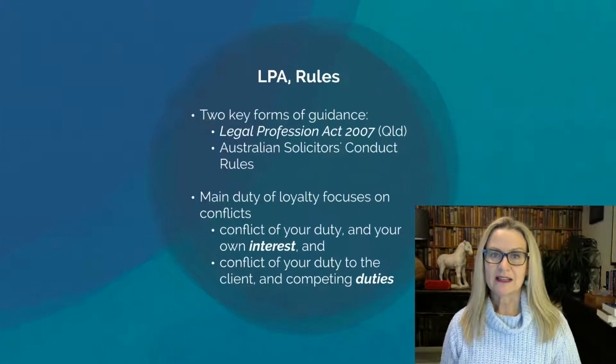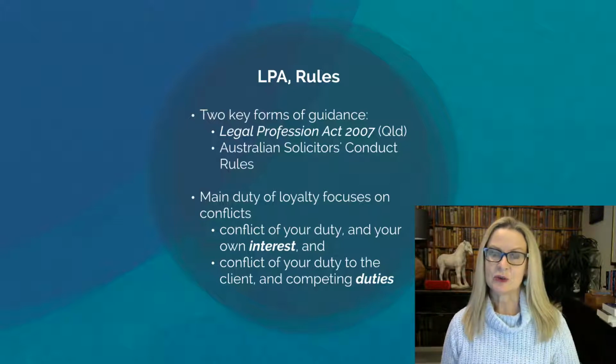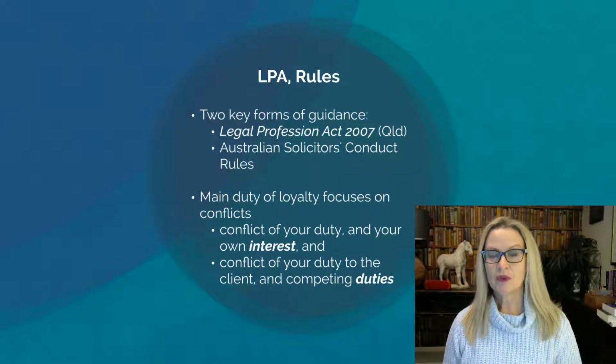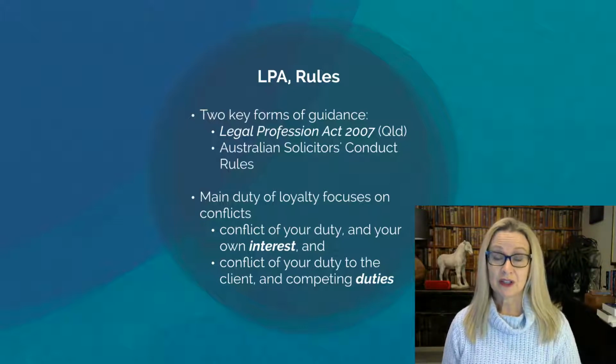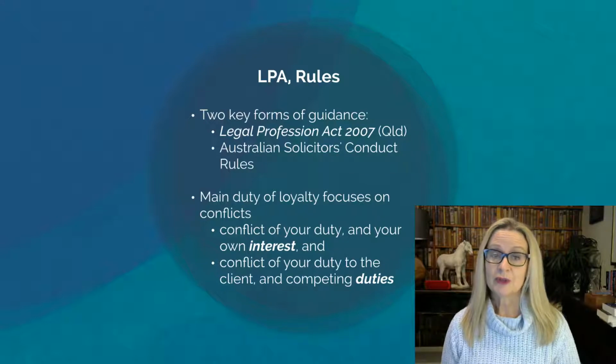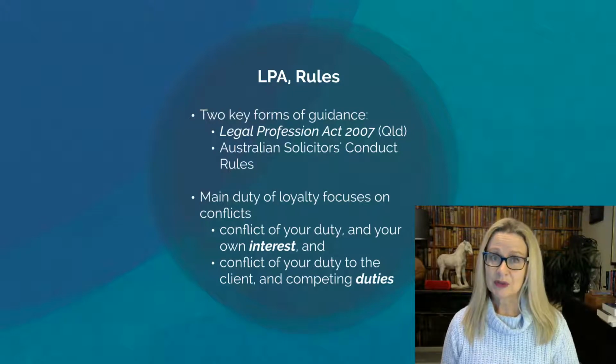So the next thing we need to look at is the Legal Profession Act and the Solicitors Rules. And the Legal Profession Act 2007 allowed the Queensland Law Society to make rules for the Queensland legal profession. And what they've done is they have adopted the Australian Solicitors Conduct Rules. Those rules will bind all of us admitted practitioners here in Queensland, and we absolutely must comply with those rules. If we don't, there is every possibility that you can get struck off for misconduct. So they're not something to be trifled with.